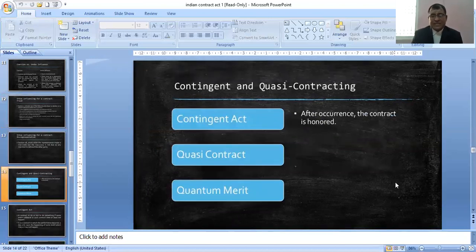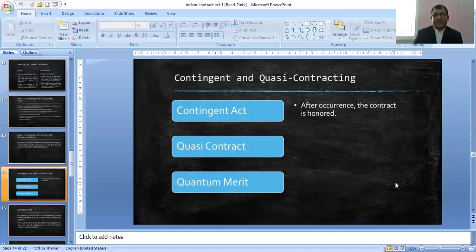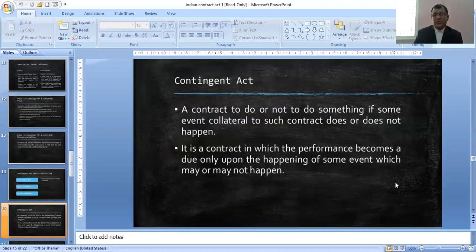So we will see some other contracts like contingent contract, quasi contract, and quantum meruit. A contingent contract is a contract to do or not to do something, if some event collateral to such contract does or does not happen. It is a contract in which the performance becomes due only upon the happening of some event which may or may not happen.